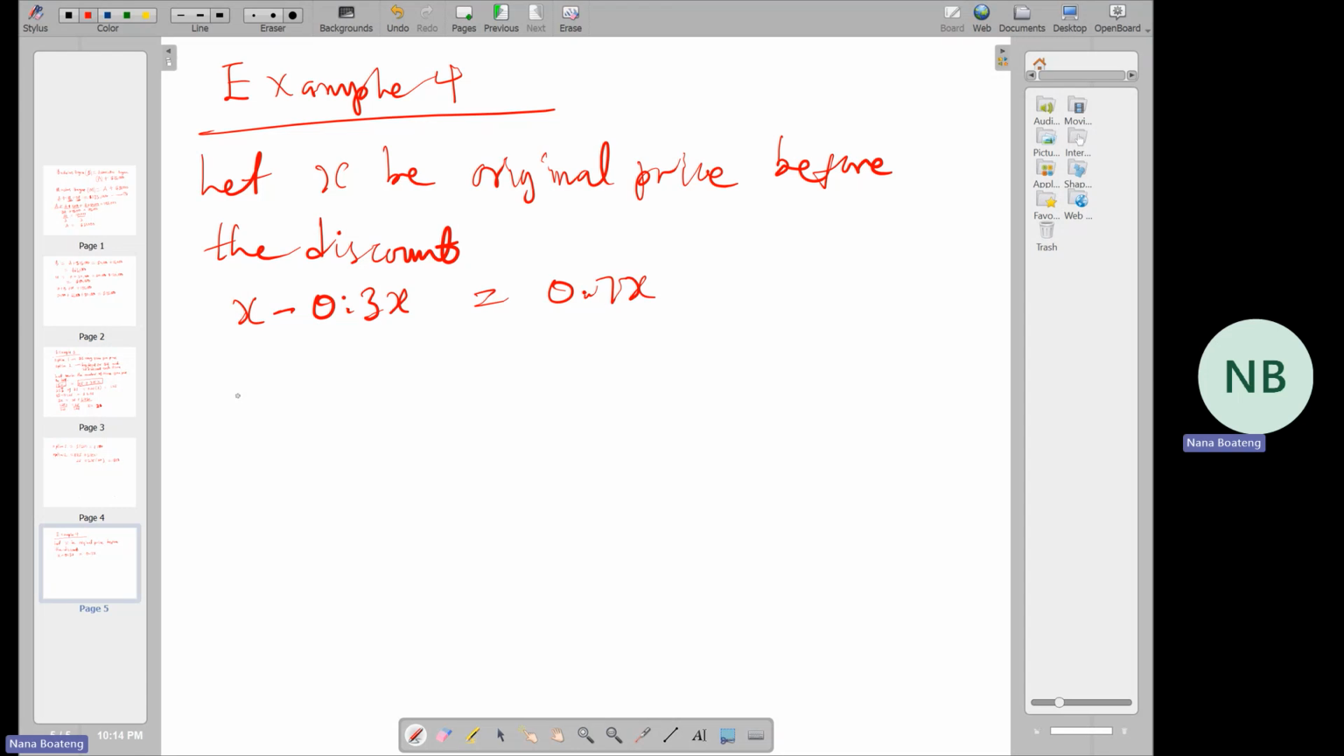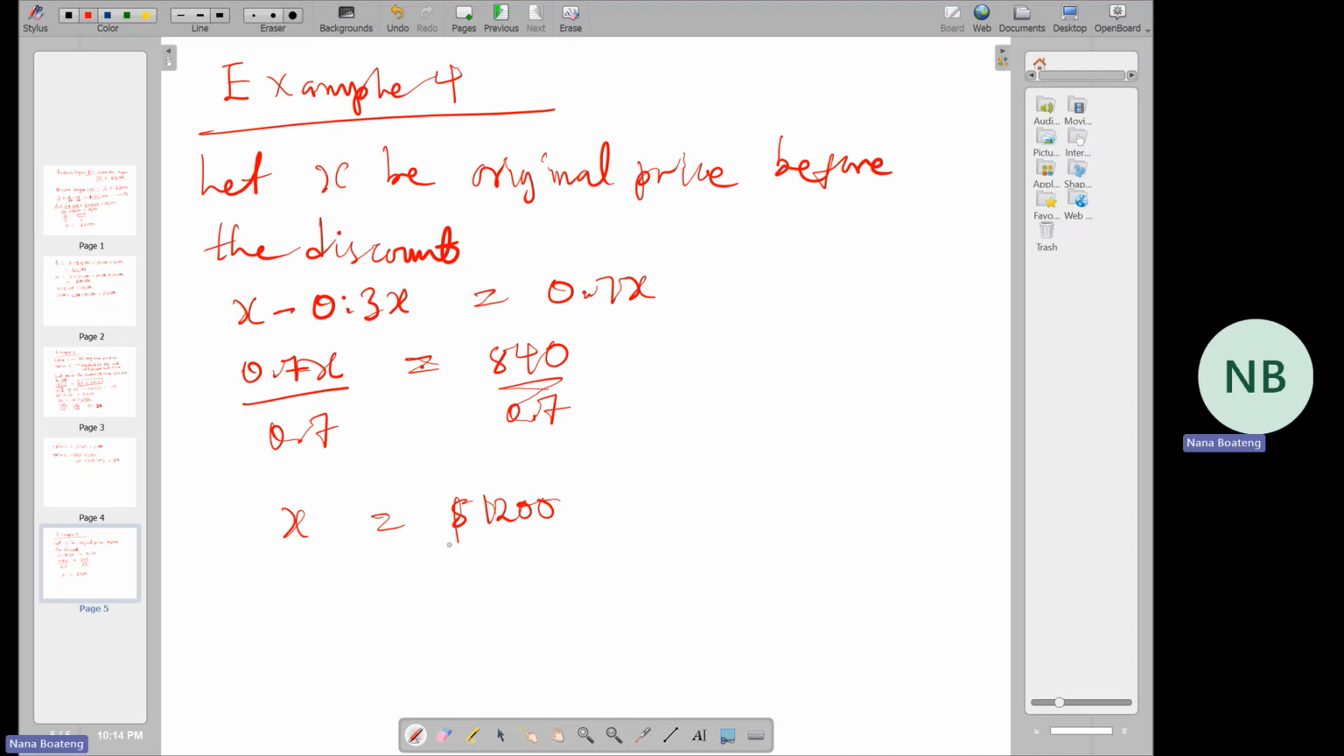0.7x is equal to 840. And if we divide both sides by 0.7, then we get x should be equal to 1200. So the original price of the laptop was 1200, and after a 30% discount, you paid 840 for it.